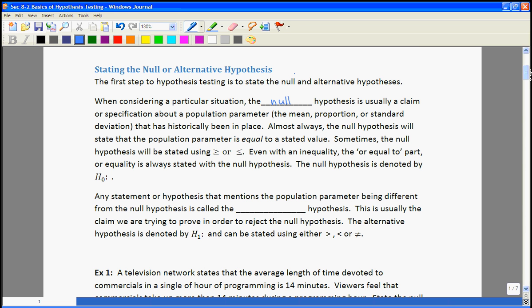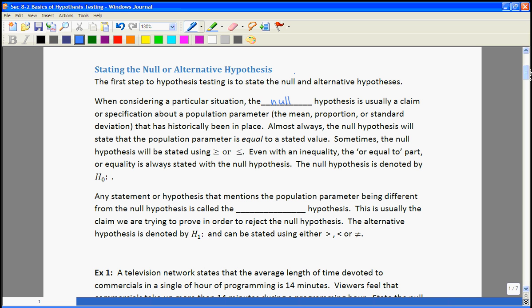So perhaps we think the average salary of college professors is $60,000, or another parameter might be we think the proportion of high school seniors that go on to careers in the military is 10%. Those are claims we might hear stated in the null hypothesis. There's an equal sign there.